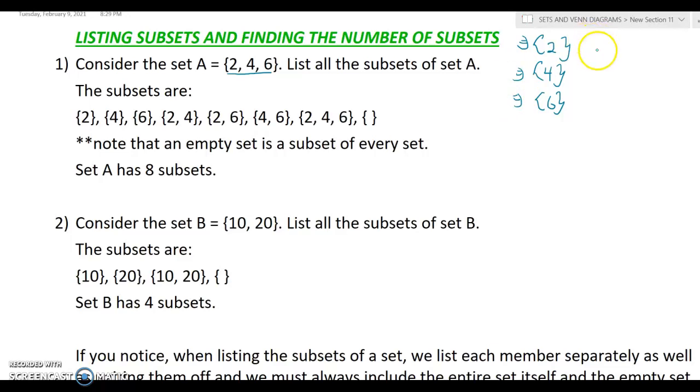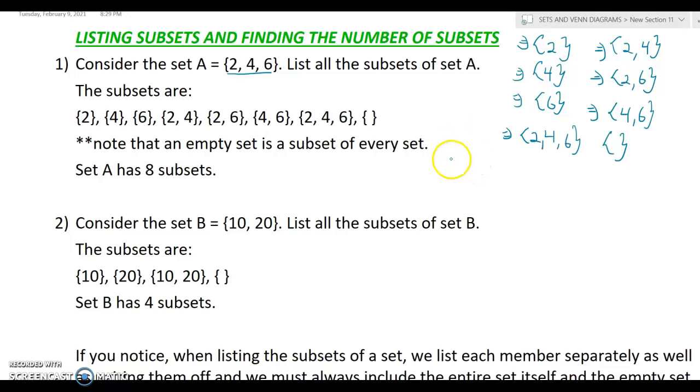We can also pair them off now. We can see 2, 4, right? That is a subset of the main set. We can see 2, 6. That set is also a subset of the main set. We can see 4, 6. We can list the whole entire set. And also the empty set is a subset of every set.